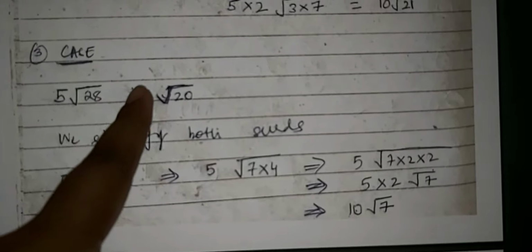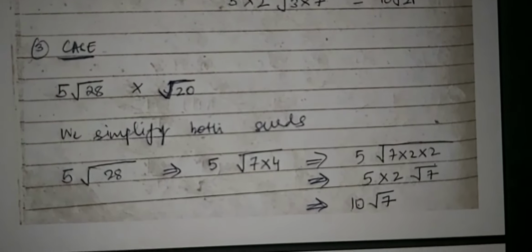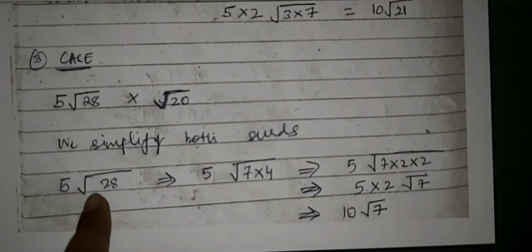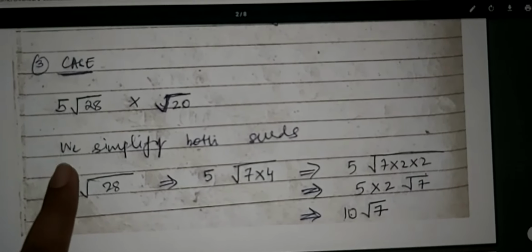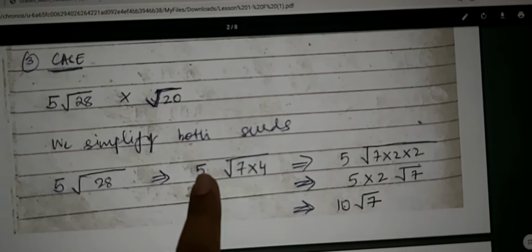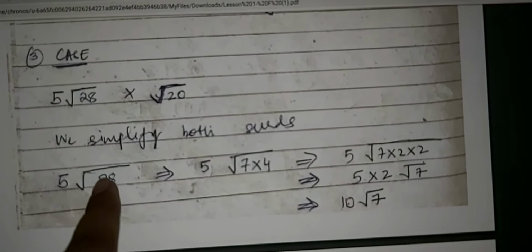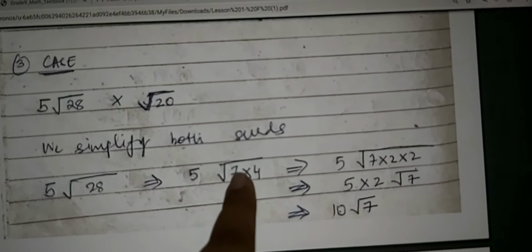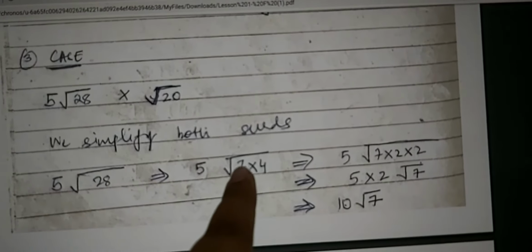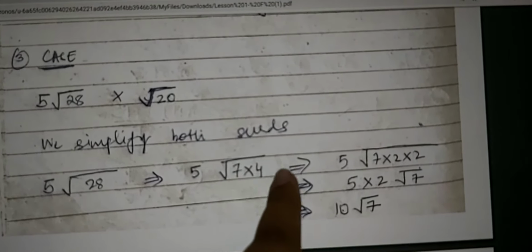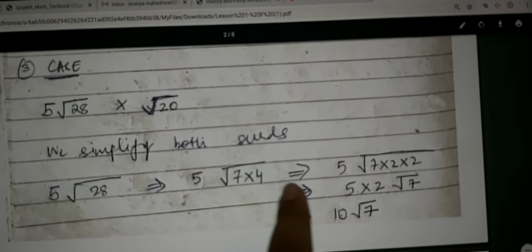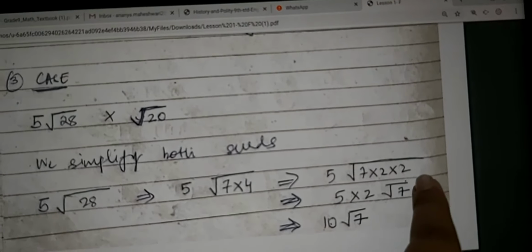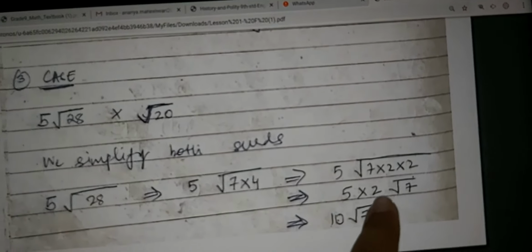Now, one more example. 5 root 28 into root 20. Again, we're going to simplify. 5 root 28. I'll leave the 5. 5 jaise hai, I'll just write it the same way. And then I will simplify root 28. Now, 28 ke factors are 7 into 4. Okay. 7 4s are 28. Now, 4 ko I can further factorize into 2 into 2. Correct? 4 is 2 into 2.